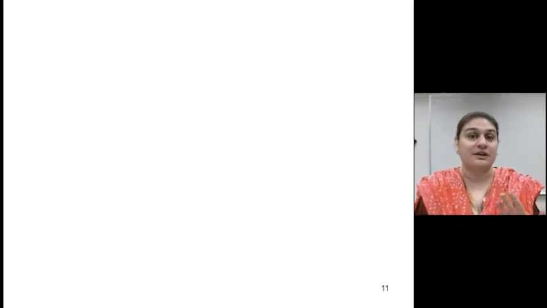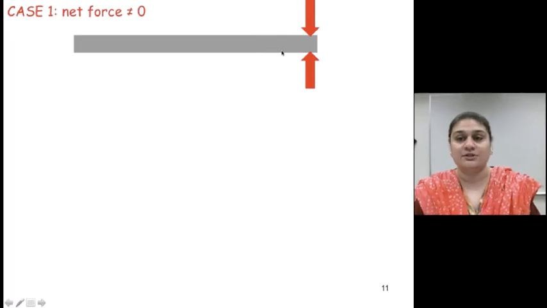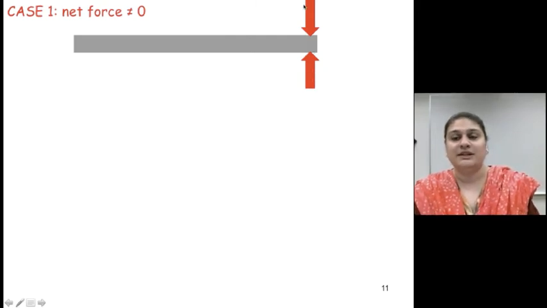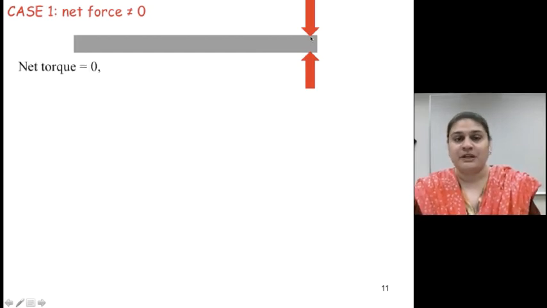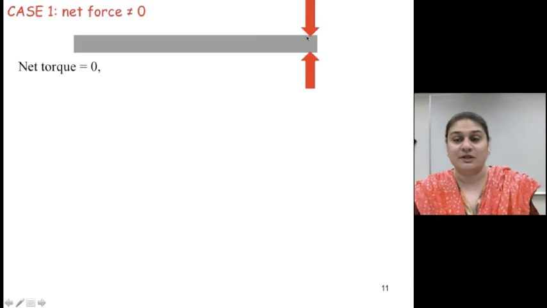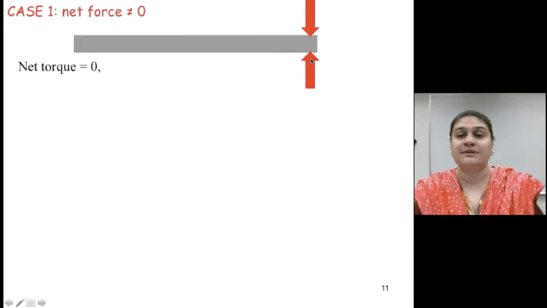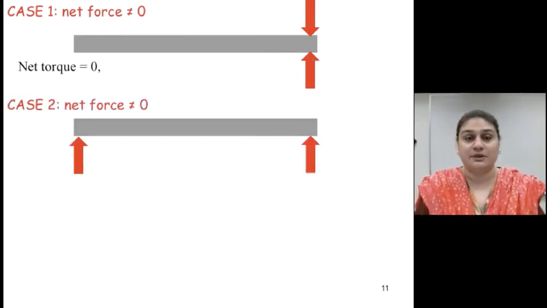So now let's look at a few cases where torques are either applied or not applied. The first case is where there are two forces, and consider the axis of rotation to be in the center. One force is being applied this way on the bar and the other force is applied this way on the bar. The net force in this case is going to be 0 because equal and opposite forces are acting on it, and nothing will happen and the object will remain exactly at rest, so net torque will be 0.